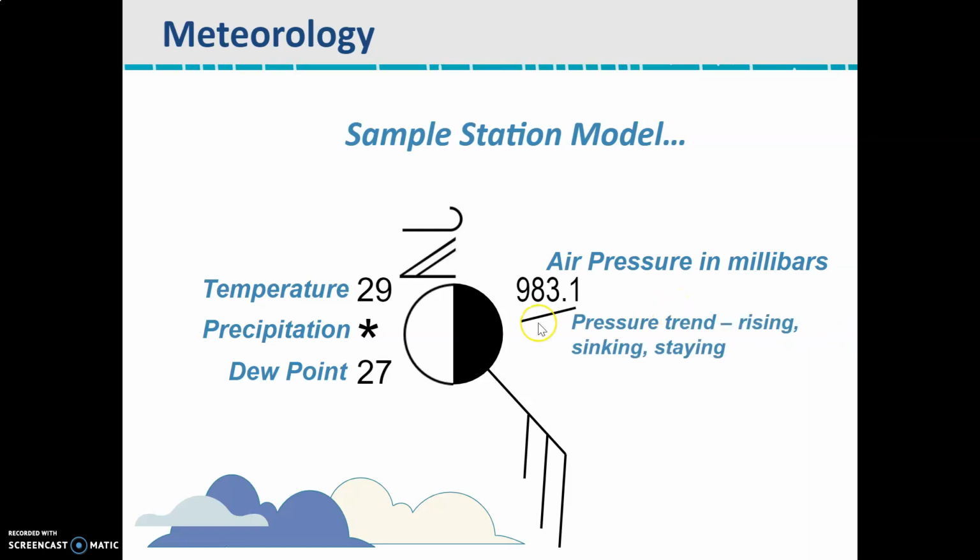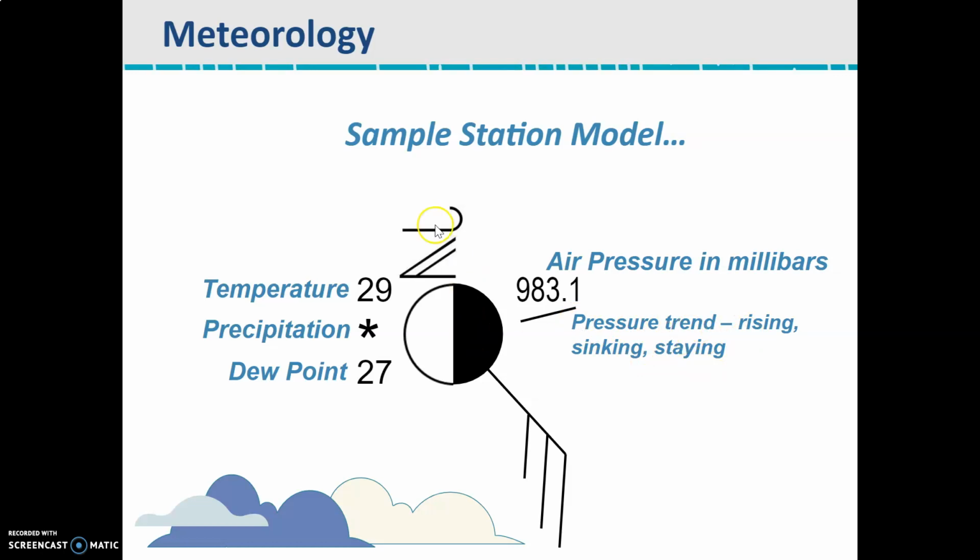The symbol just below that is the pressure trend. So this particular symbol is telling me that the pressure is rising. If it's slanted the other direction, then it's sinking. And if it's flat, it's staying the same. And that tells us a lot of information about the weather conditions.